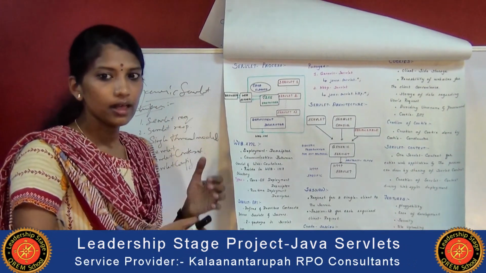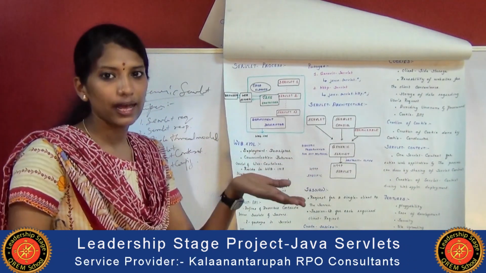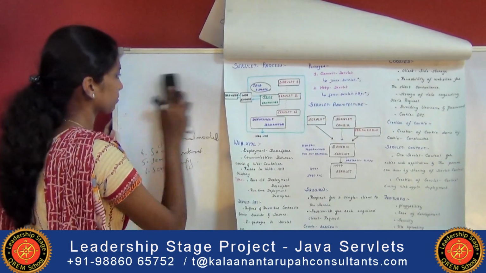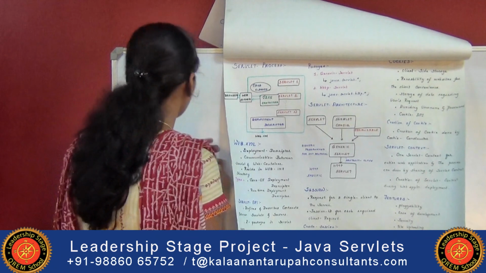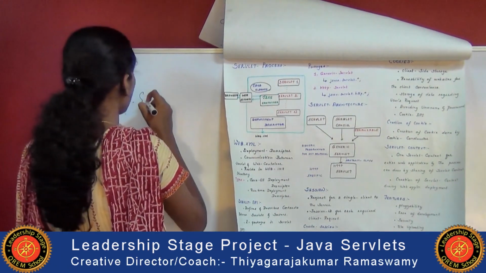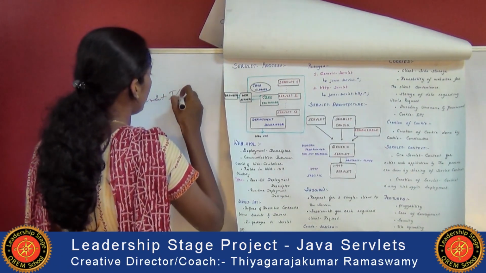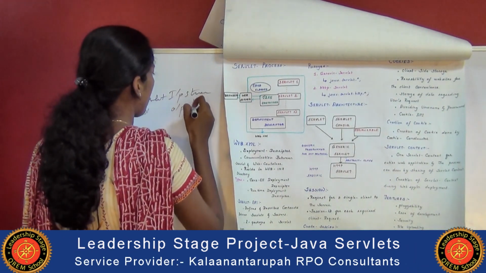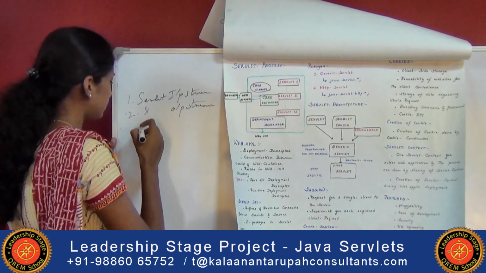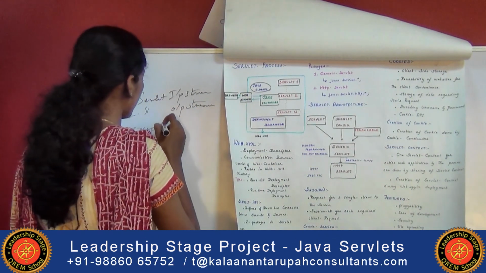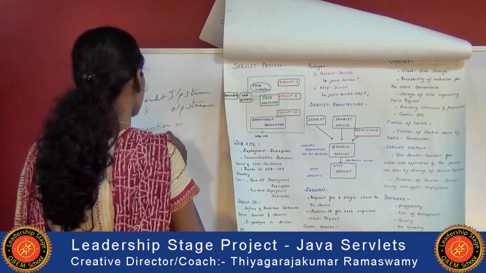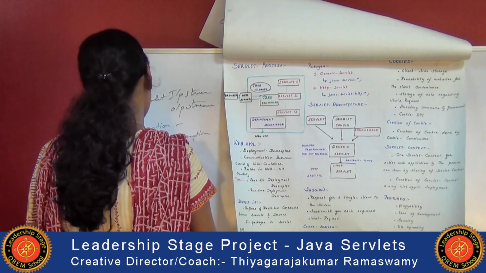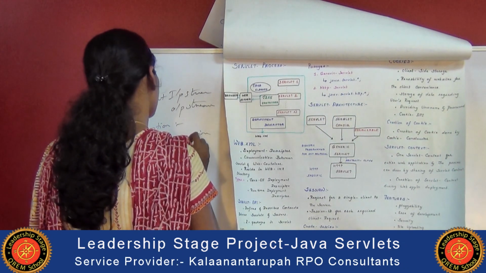Then we have four types of classes in generic servlet. The classes are servlet input stream and then servlet output stream. Then we have two exceptions present in the classes: one is servlet exception and another one is servlet unavailable exception.